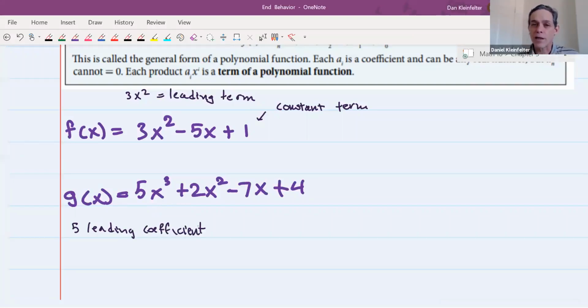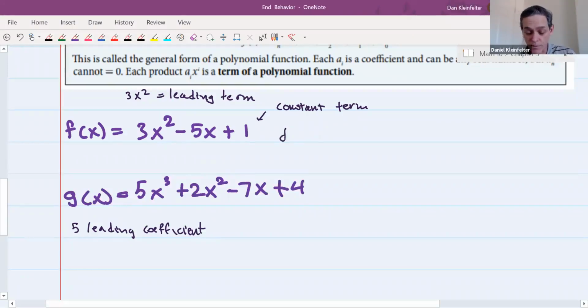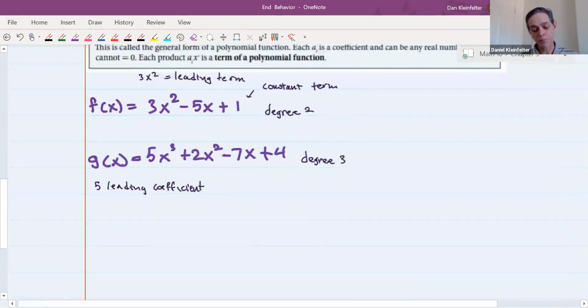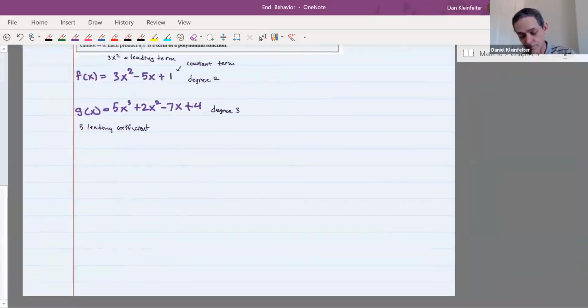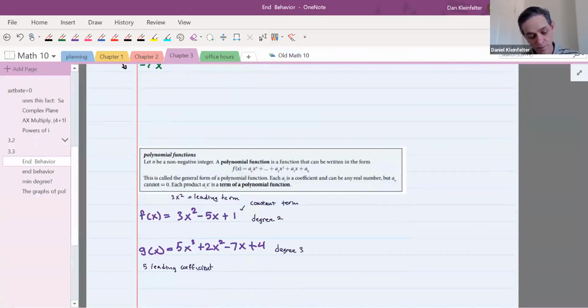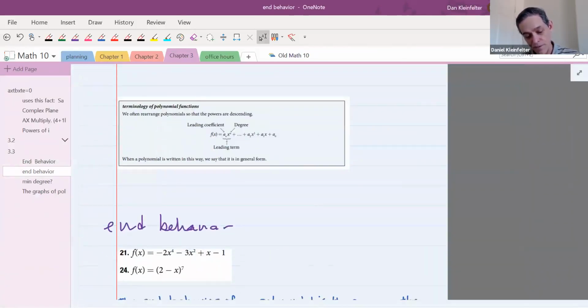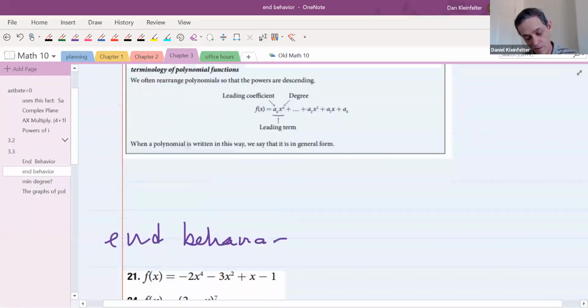For the degree on a polynomial, we had degree on a power function. For the degree on a polynomial, it's just the highest of each of the individual terms' degrees. So this 3x squared minus 5x plus 1 has degree 2. Okay, for the second one, its degree is going to be 3. Just the highest of the exponents you see on the individual terms.